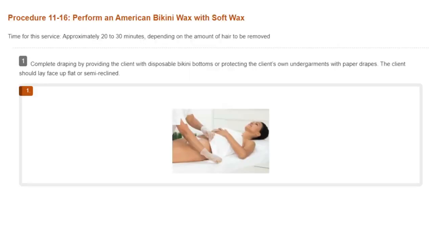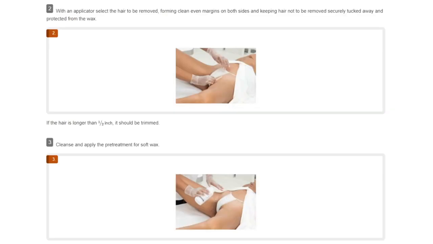Procedure 11-16. Perform an American bikini wax with soft wax. Time for this service, approximately 20 to 30 minutes, depending on the amount of hair to be removed. 1. Complete draping by providing the client with disposable bikini bottoms or protecting the client's own undergarments with paper drapes. The client should lay face up, flat or semi-reclined.